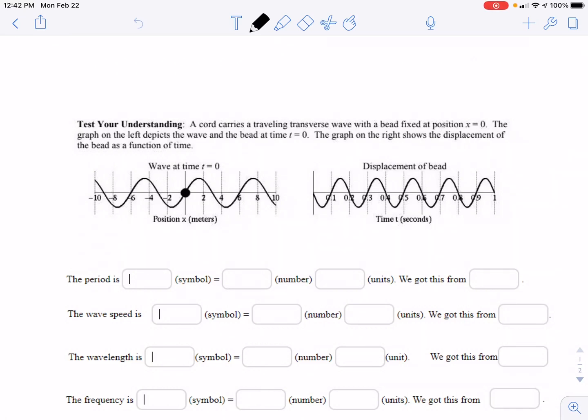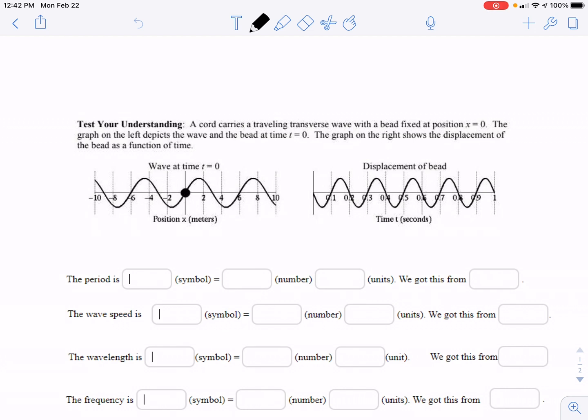In this video, we're going to look at how to extract information from a displacement versus position graph and a displacement versus time graph. Both graphs are showing the depiction of what happens to an object moving in a wave-like fashion. One of them is measured with respect to position, the other is measured with respect to time. Let's take a look.